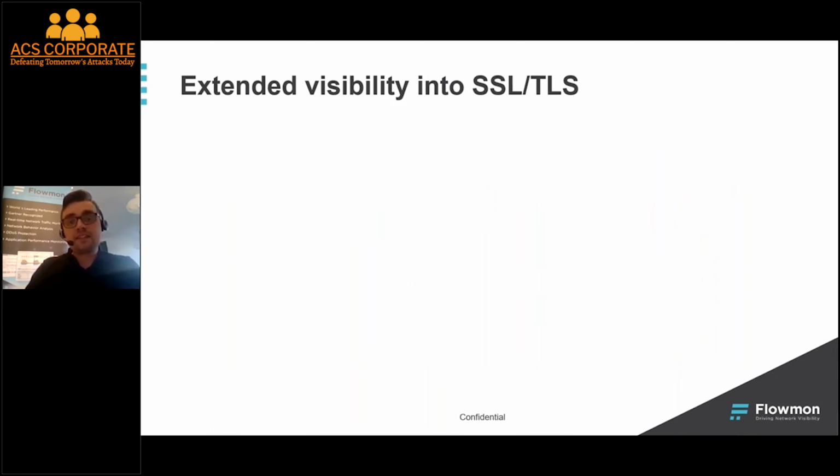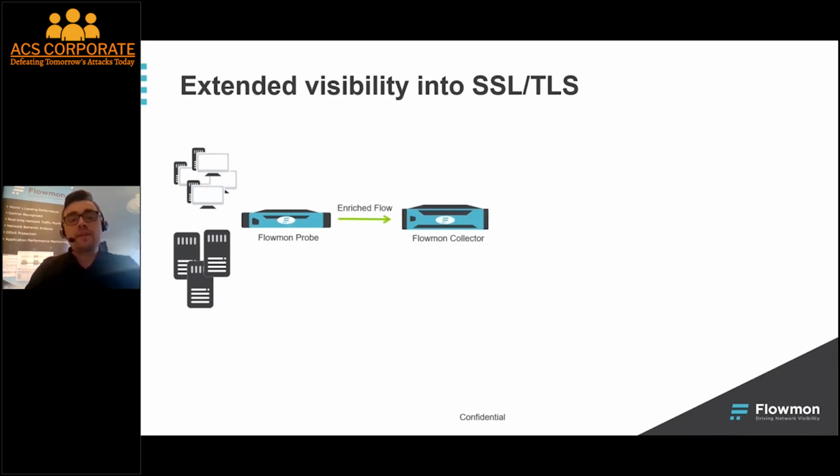Extended visibility into SSL TLS obviously requires a Flowmon probe in place, because the Flowmon probe is a standalone appliance which has access to the raw data. That means it sits on a tap or on a span port, mirror port of the router or switch, and the raw network data comes to the probe. The probe does deep packet inspection, so it picks the relevant information from layer 7 and of course from the lower layers as well, and stores it into the enriched flow or IPFIX standard and stores it on the collector.